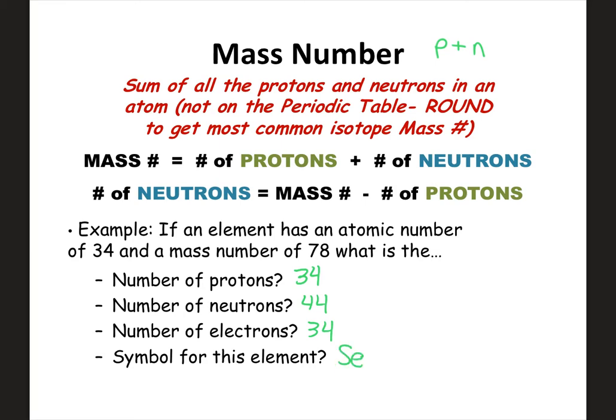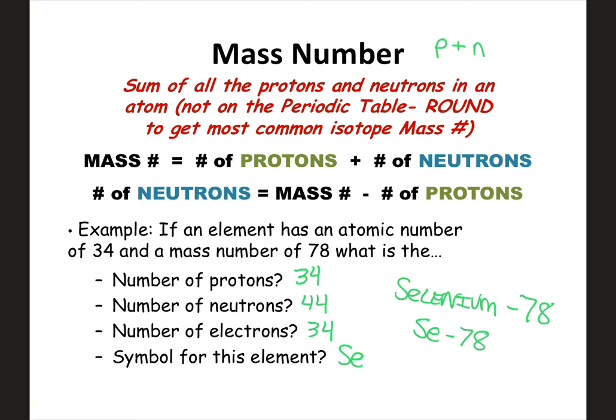All right, I just want you to realize that you could write this a little bit differently. You could write this as selenium-78. Essentially, you're saying this is selenium with a mass number of 78. That number after the dash is the mass number. Or you could even write it as Se-78. That's very important to understand.